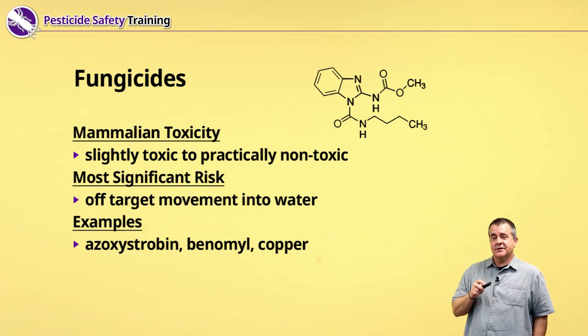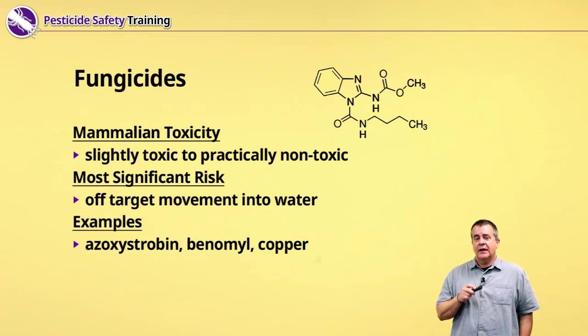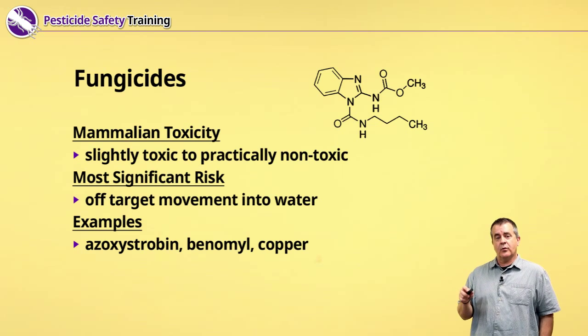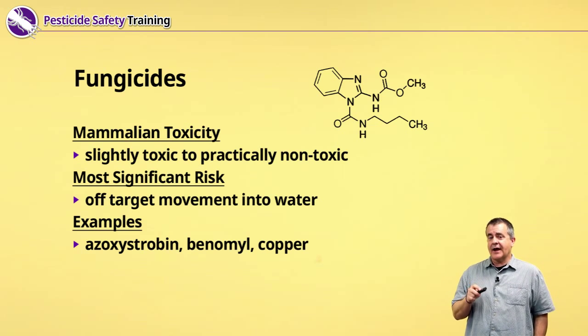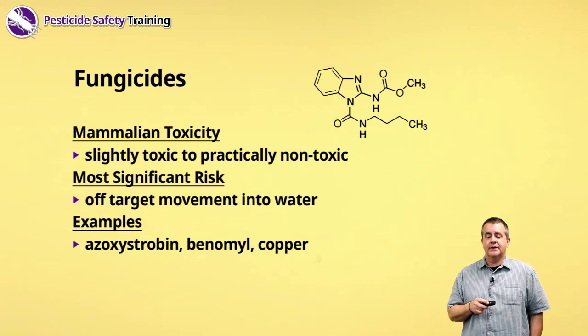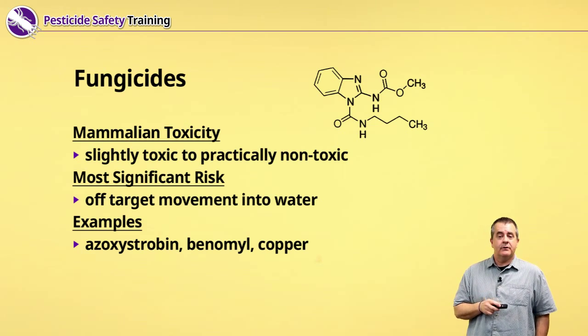When it comes to the most significant risk posed by fungicides, though, it would be off-target movement into waterways. Some fungicides actually have a higher toxicity to aquatic organisms like fish or aquatic invertebrates. Examples of some commonly used fungicides would be azoxystrobin, betamil, and copper.